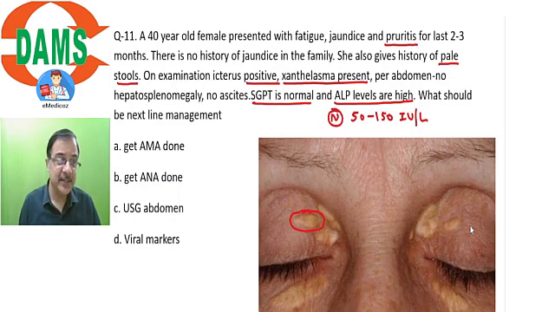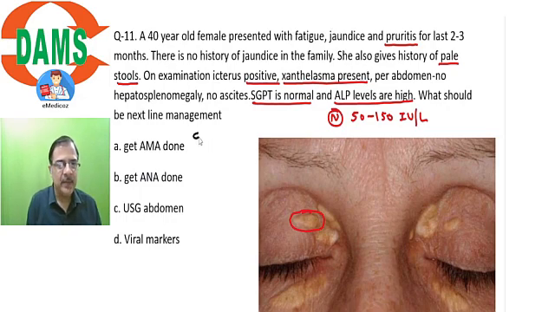This is most likely a case of primary biliary cholangitis, but follow the protocol. Do not jump to the conclusion of AMA. So this is just a general case of obstructive jaundice.